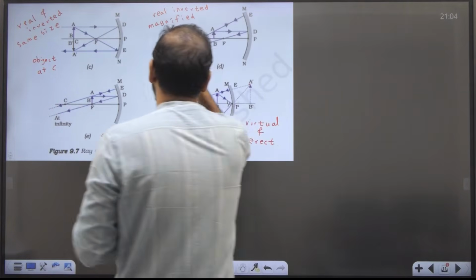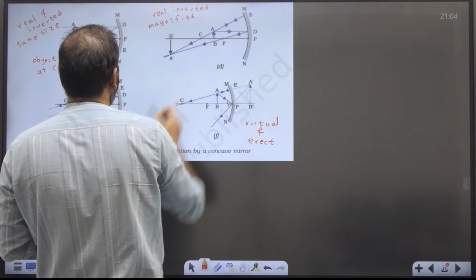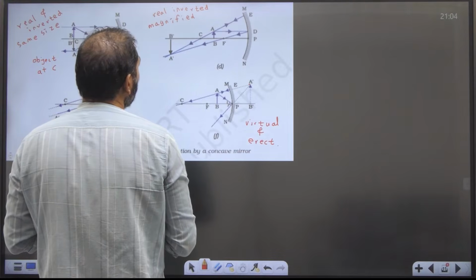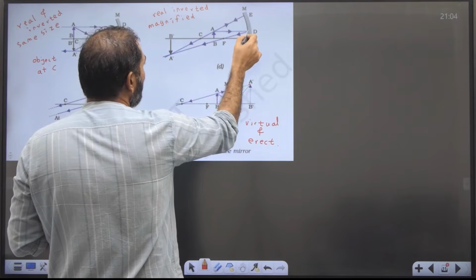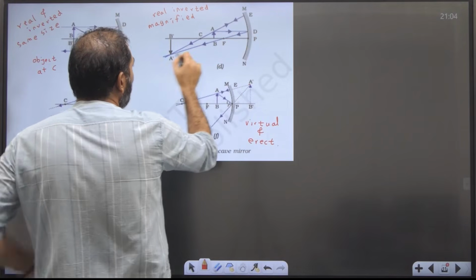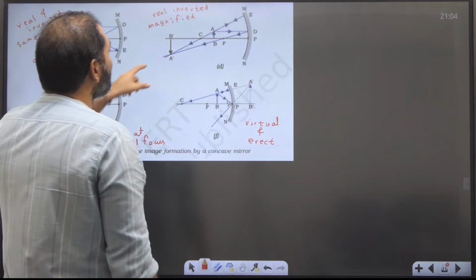See, object is between C and F. What we are getting? Two rays we are considering, one through the center of curvature, other is parallel to principal axis. After reflection, they are meeting at this point, and we are getting a real inverted image here.